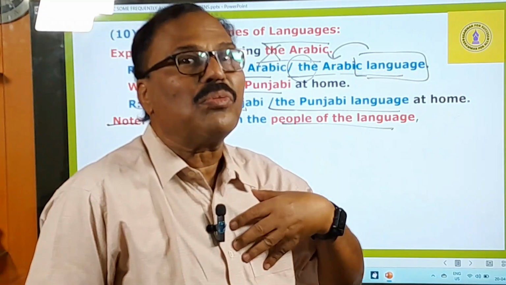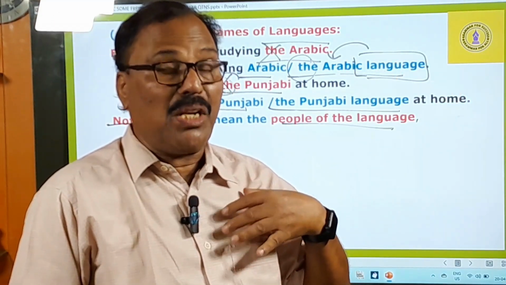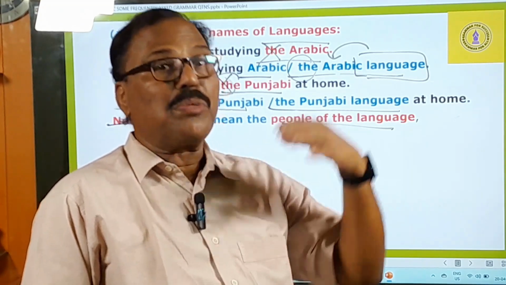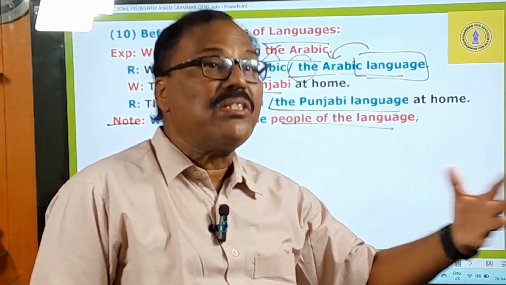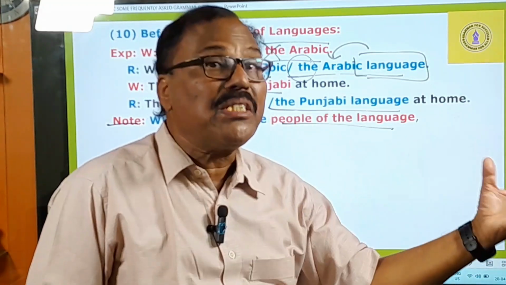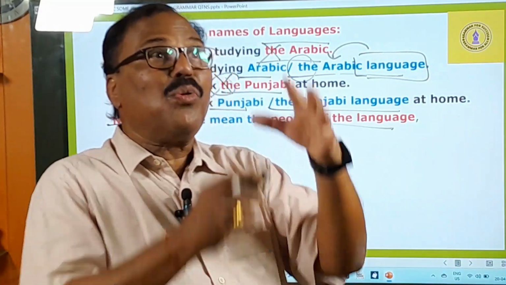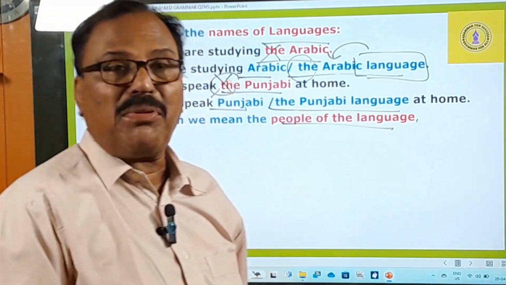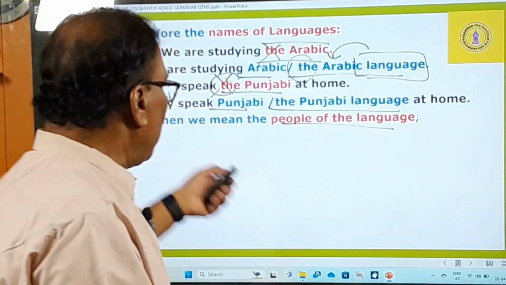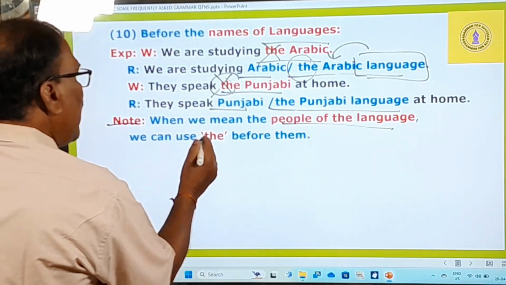The Telugu here is not the language, but the Telugu-speaking people. The Tamil means the Tamil-speaking people. The English means the English-speaking people. The Hindi means the Hindi-speaking people. So whenever you want to mention the people speaking that particular language, you can use the definite article before the name of that language. Here you see that we can use the before them.